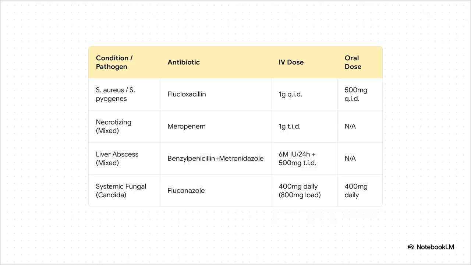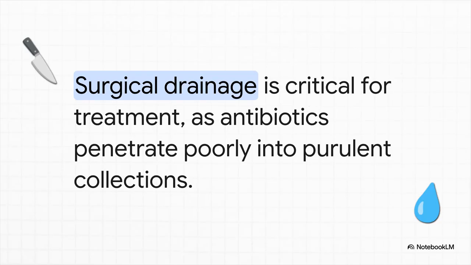And for even more complex situations, like a liver abscess or a systemic fungal infection, the regimens get even more specialized. It just underscores how you have to tailor the therapy to the specific situation. Now, this is a point I really want to drive home. Antibiotics alone are often not going to cut it. For a full-blown abscess, surgical drainage is pretty much non-negotiable.